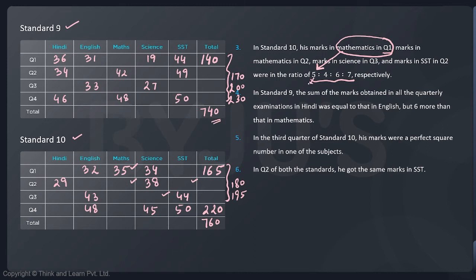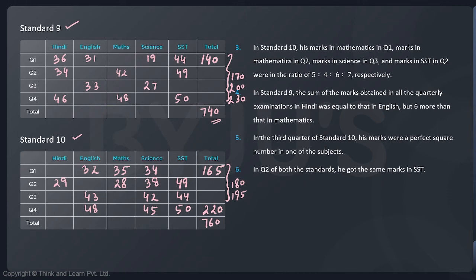35 is the only multiple of 5 among these 5 numbers. So if this number is equal to 35, that is 7 times 5. So marks in mathematics in quarter 2 should be 28. Marks in science in quarter 3 should be 42. And marks in social science in quarter 2 would be 49. So these are all the figures that we have got using this statement. I'm sure you have understood this by looking at this multiple of 5.